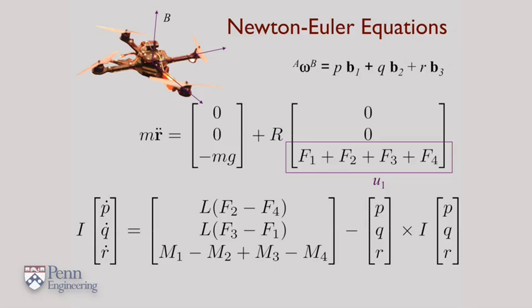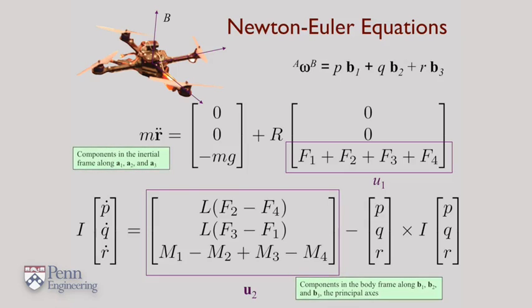in the body fixed frame. The matrix R is rotating this thrust vector to an inertial frame. At the bottom you see the net moment, also known in the body fixed frame. But the equations as they've been written have components in the inertial frame on the top and in a body fixed frame at the bottom. These are the Newton-Euler equations, and these are the equations we'll use to develop controllers and planners for our vehicles.